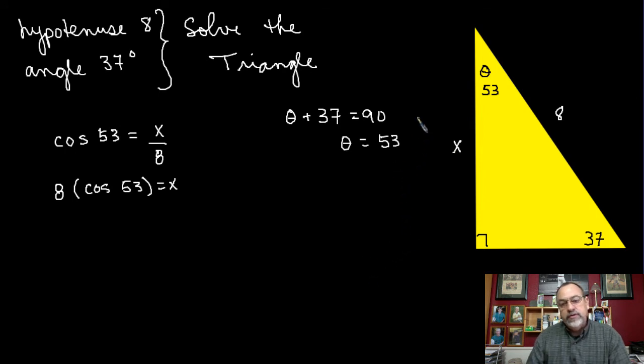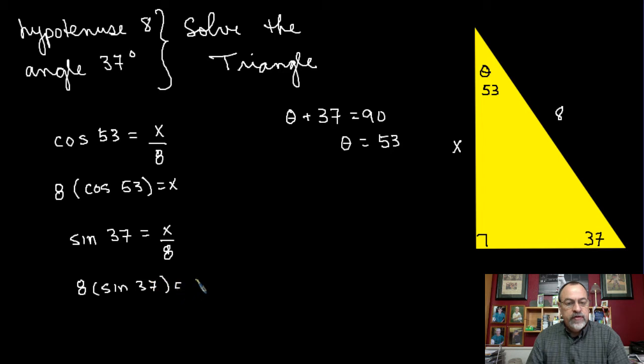Now I could have also chosen 37. So let's say I decided to use this angle instead of the 53. In that case, the x is opposite the angle, and what I do know is the hypotenuse, and opposite over hypotenuse is the sine. So I could have used the sine of 37 is equal to the opposite side over the hypotenuse, and again I have an equation that I can solve. So 8 times the sine of 37 will also give me the length of x.